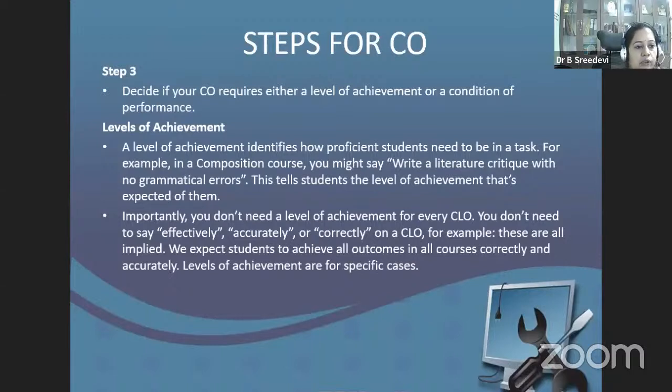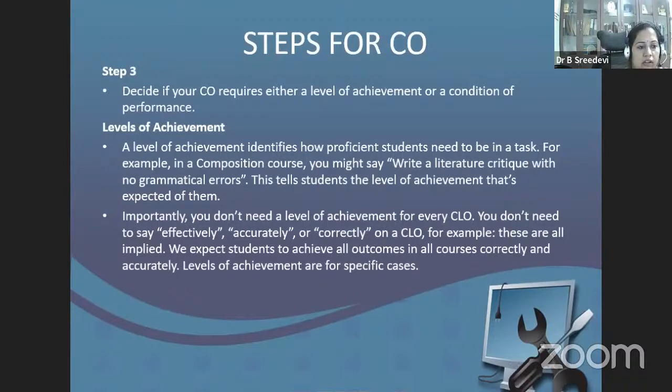If I am going to give a task in a composition course, your students are writing a composition. Write a literature critique with no grammatical errors. This tells the students the level of achievement that is expected from them. Write is an action verb. Literature critique is the subject content. With no grammatical errors is what is expected to be achieved. So that is level of achievement.